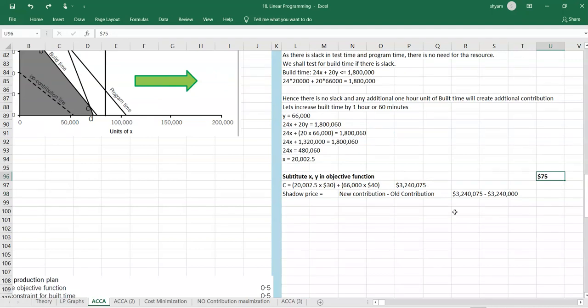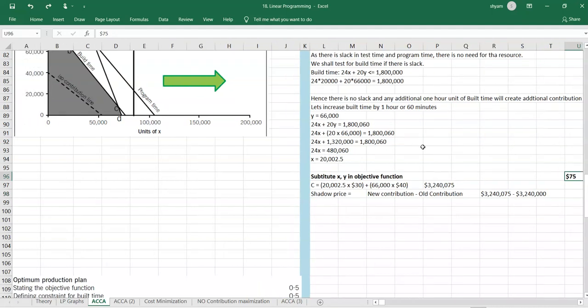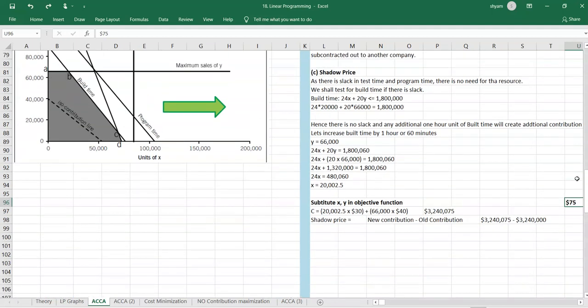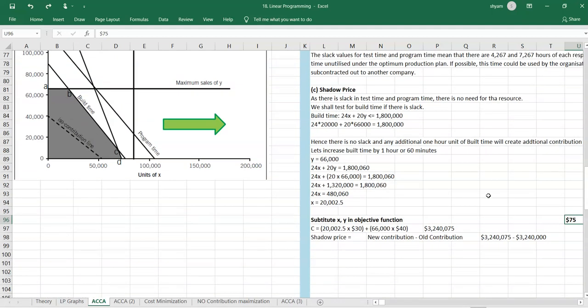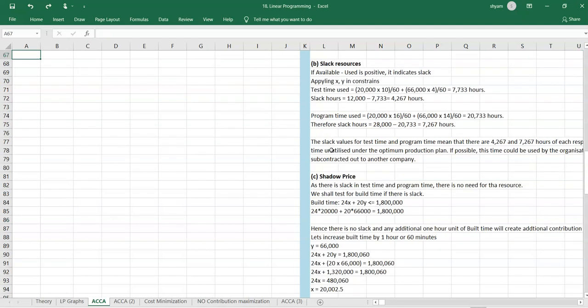By having 1 hour of extra build time, you will make $75 as contribution. So that's about the concept here. That's about the shadow price. Hope you guys got an idea here.